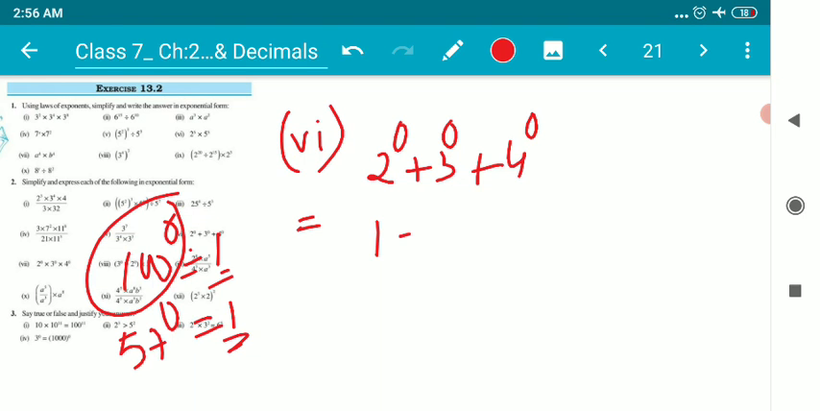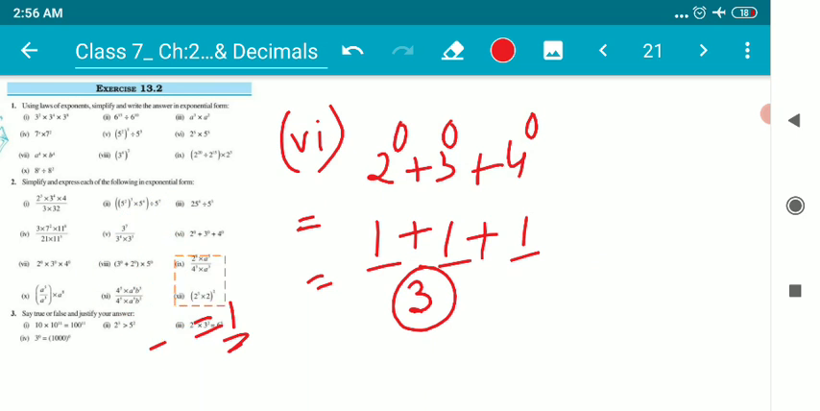So 2 to the power 0 means 1. 3 to the power 0 will also result in the same 1. And 4 to the power 0 will also result in the same 1. So children, the sum of 1 plus 1 plus 1 results in 3. That's all. This is how we get our answer for such questions. Very simple things.